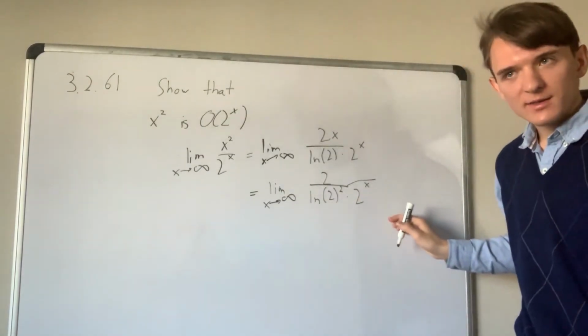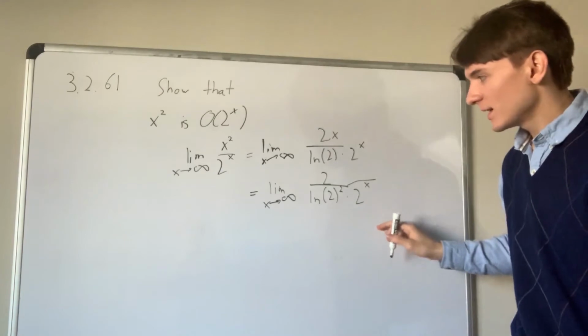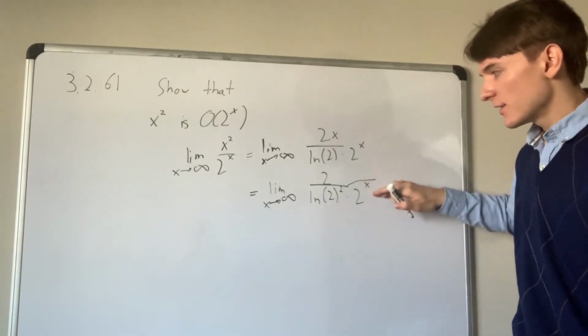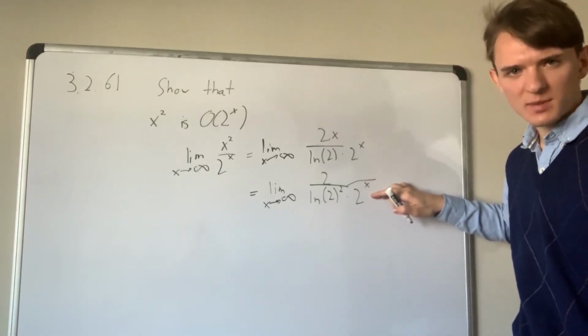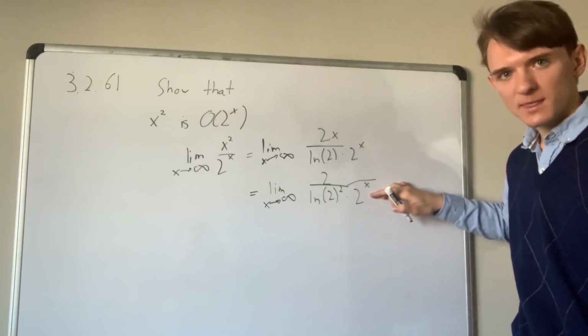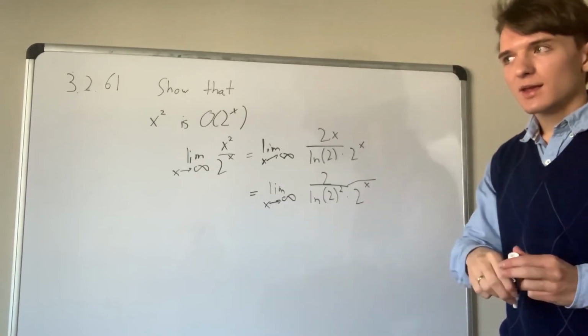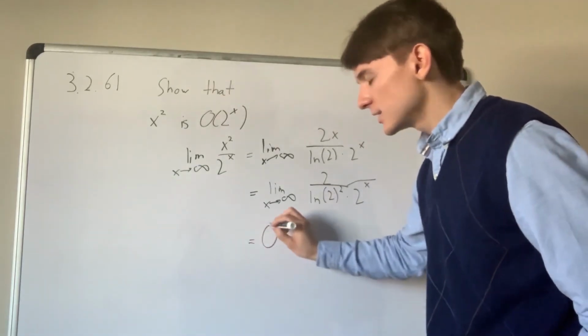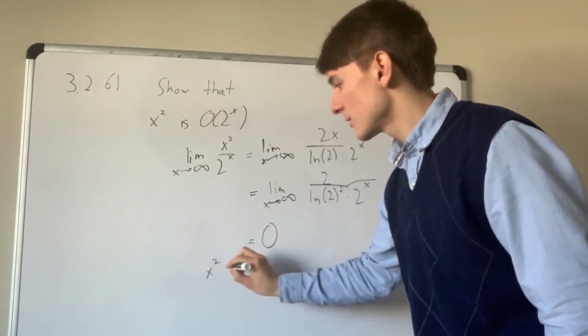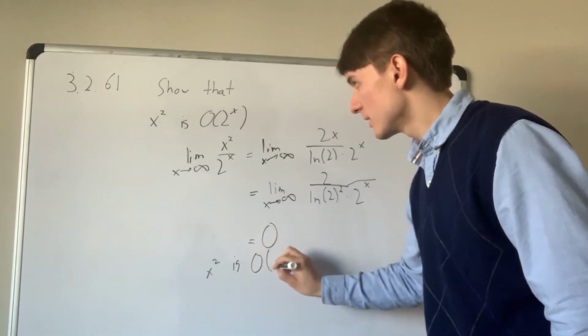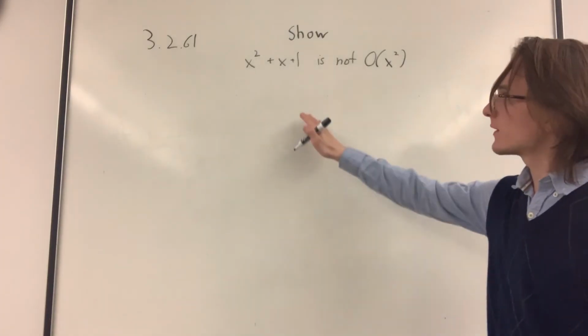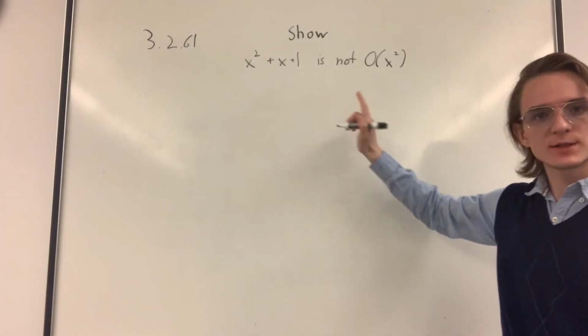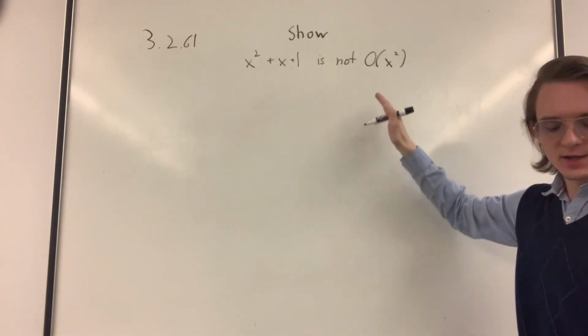And from there, I think we're pretty much done, right? A constant divided by pretty much anything with a base to the power of x will get infinitely close to 0, so we say that our solution is 0, and therefore x squared is big O of 2 to the power of x.